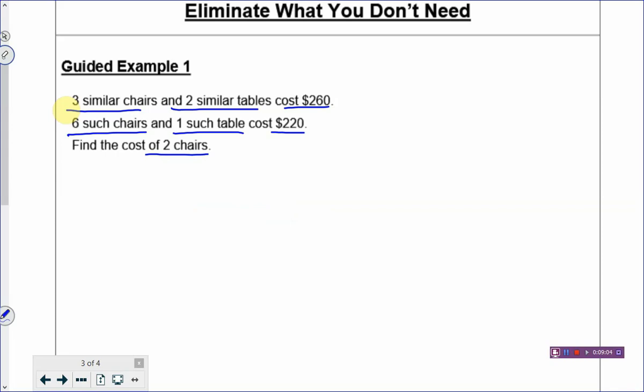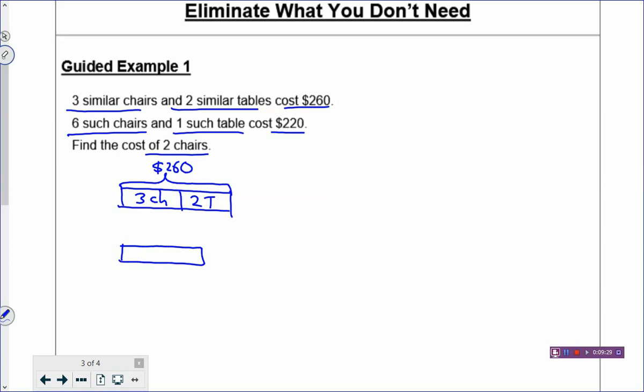way. You still draw the model, but this time I am not going to cut into so many boxes. I would like to just cut into 2 parts, and I call this 3 chairs and 2 tables. Alright, and how much is 3 chairs and 2 tables? That will be $260. Alright, and then you have 6 chairs and 1 table cost lesser money. So I'm going to draw a shorter rectangle. Maybe just a little bit longer, and this will be 6 chairs and 1 table.